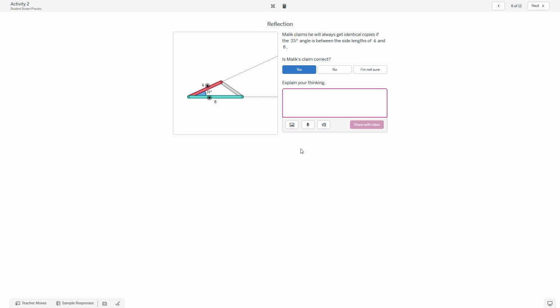So, in explaining our thinking, is that as long as each side length connects with the 25 degrees in the middle, we will have identical triangles. Okay. In other words, the other one is just the upside down of that one.